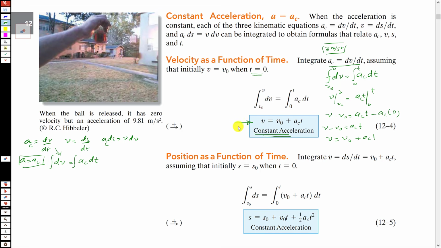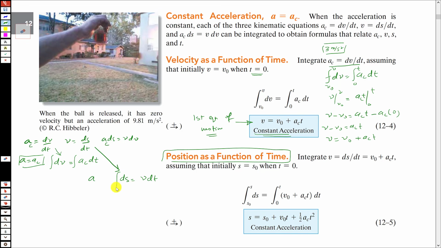This is the first equation of motion. Now if you want to find the position as a function of time, we use the equation ds equal to v dt, and then we integrate.